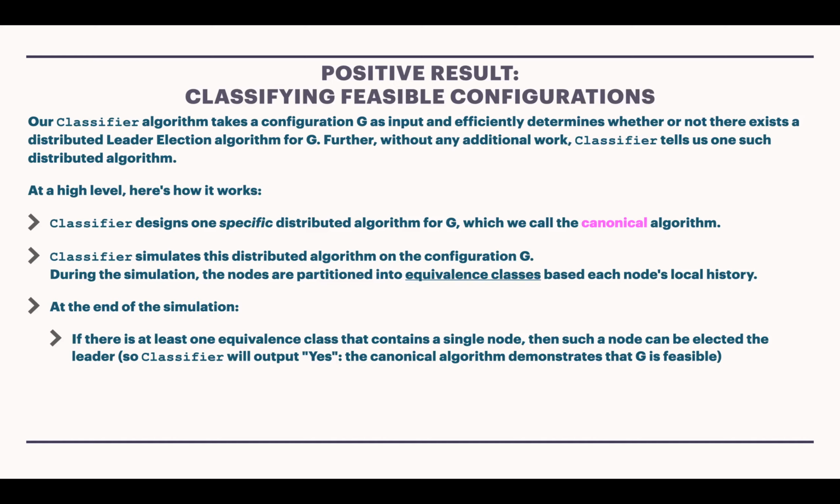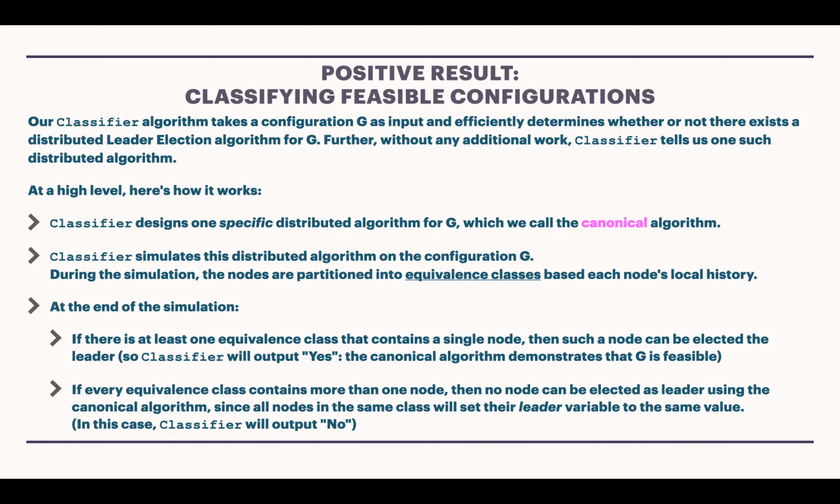On the other hand, if classifier looks at all these equivalence classes and sees that all of them contain more than one node, then that means no node can be elected as a leader using the canonical algorithm. Because all nodes in the same class have the same history, if all the classes have more than one node in them, there can never be a node with a unique history in the network, so no leader can be elected by the canonical algorithm. And in this case, classifier will output no.